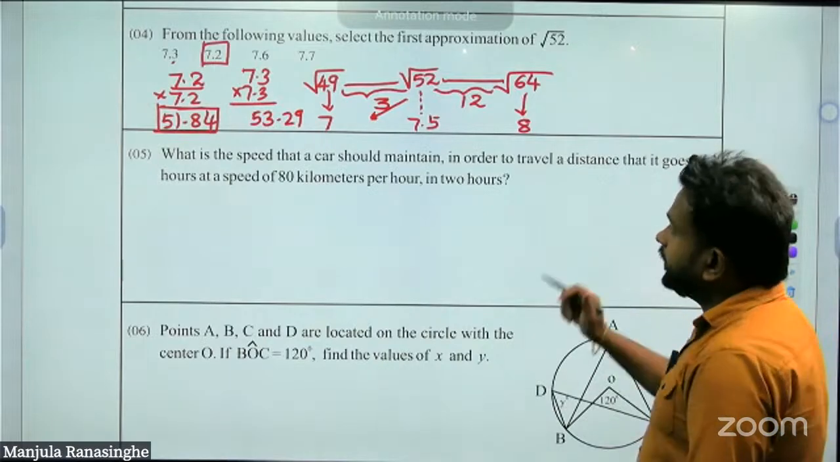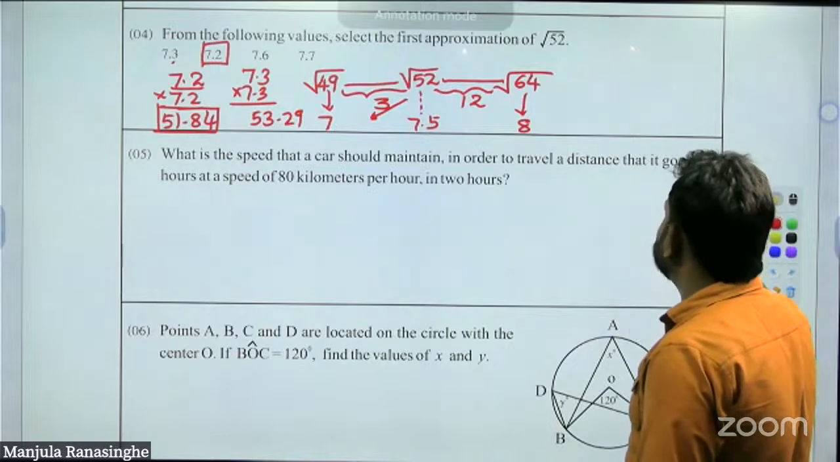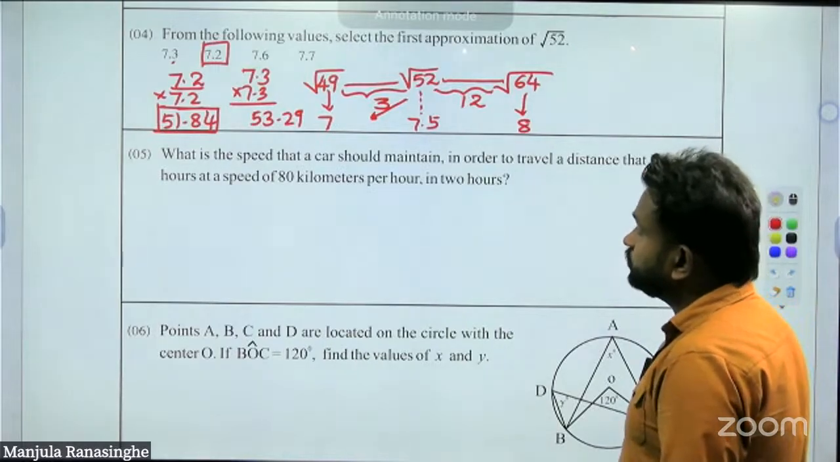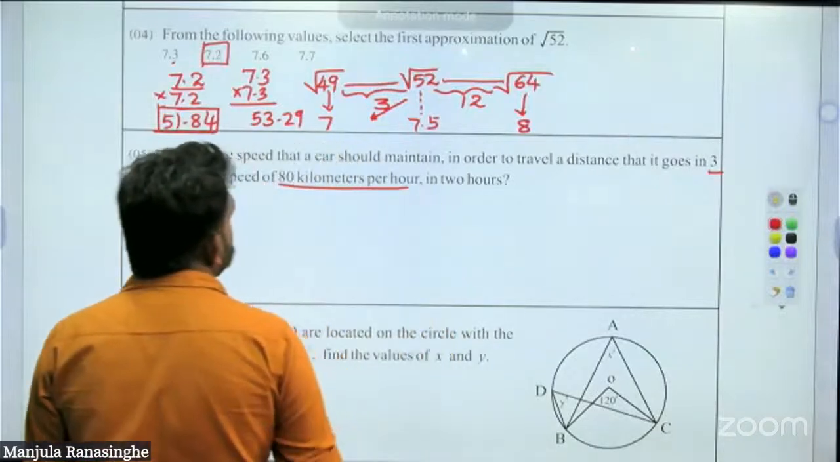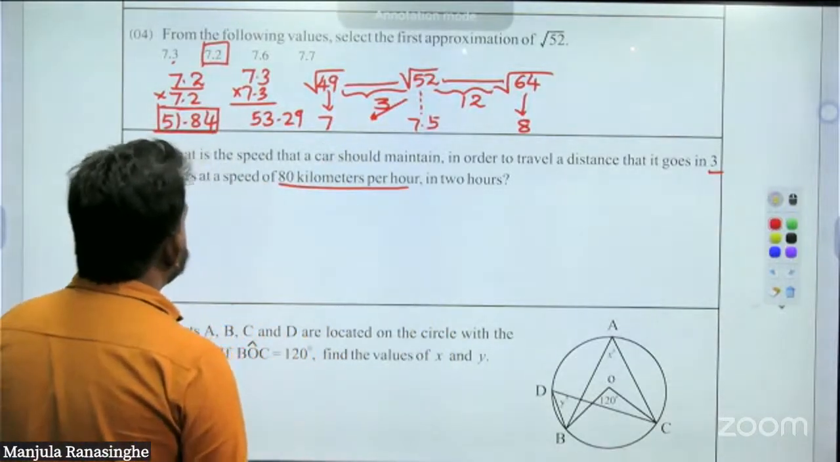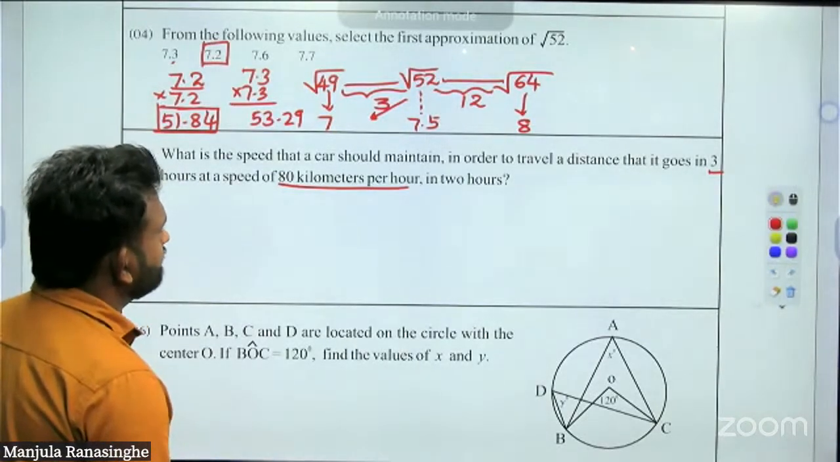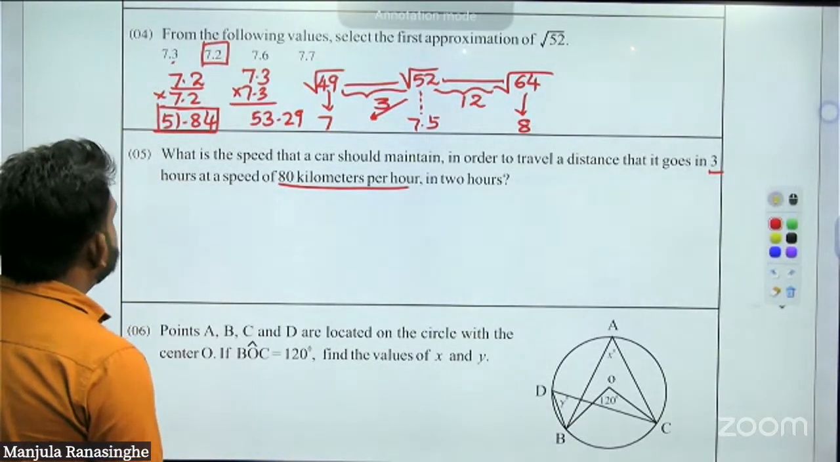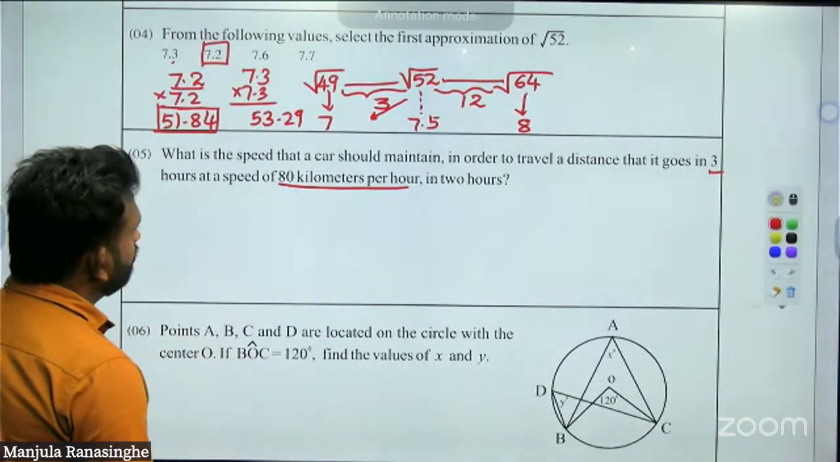Question 5. What is the speed that a car should maintain in order to travel a distance that it covers in 3 hours at a speed of 80 km per hour, in 2 hours? What is the speed that a car should maintain in order to travel a distance that it covers in 3 hours at a speed of 80 km per hour, in 2 hours, right?